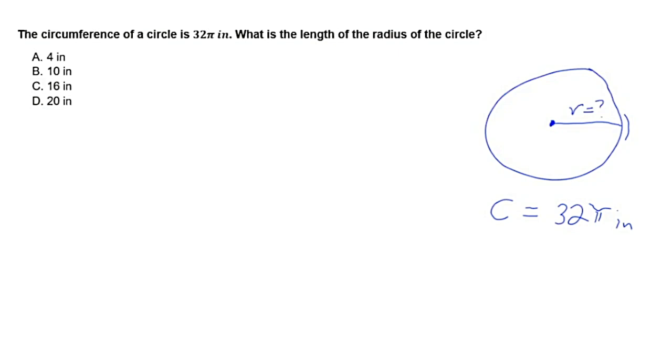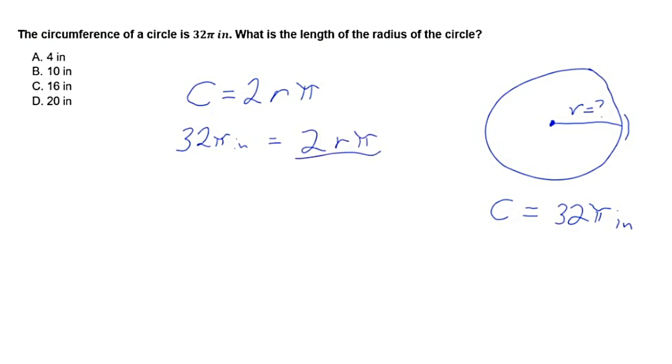So let's recall the formula for the circumference of a circle: it is 2 times the radius times pi. So let's fill in the parts we know. We know the circumference is 32 pi inches, which is equal to 2 times the radius times pi.